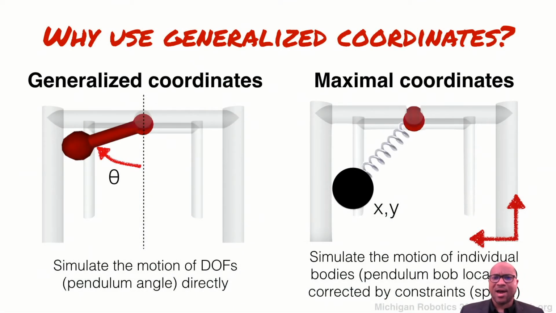So given that we have maximal coordinates and it's easier to make simulations in maximal coordinates, why should we use generalized coordinates? And this is even more so than just having a higher fidelity, more faithful physical simulation. Generalized coordinates also has a particular meaning for us in robotics that's important.